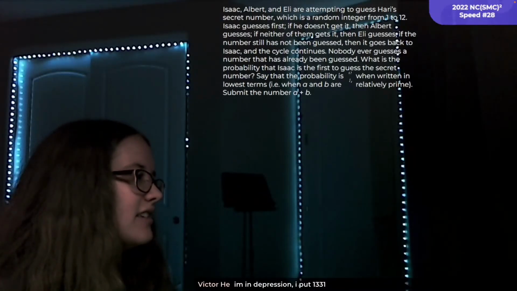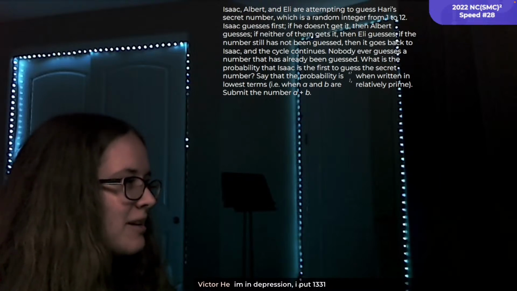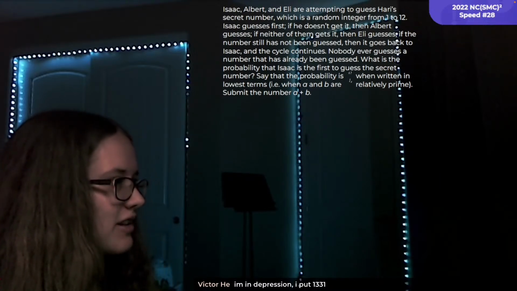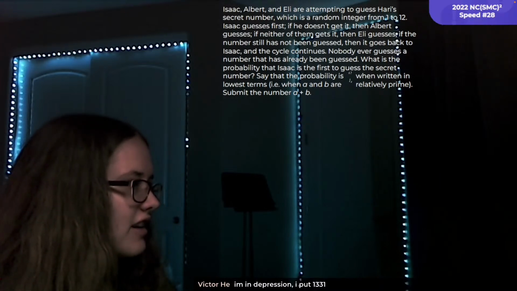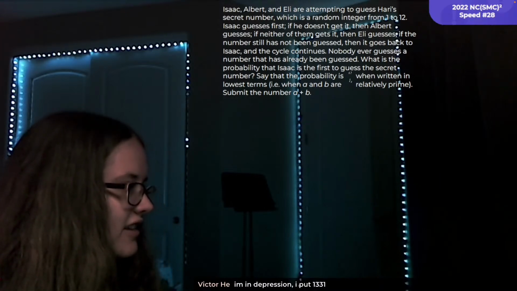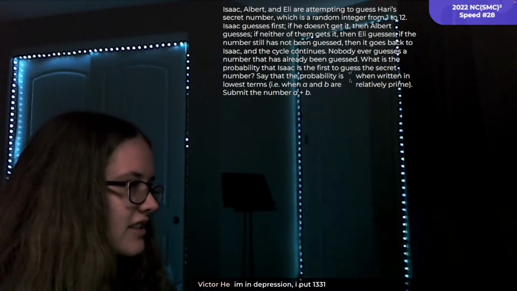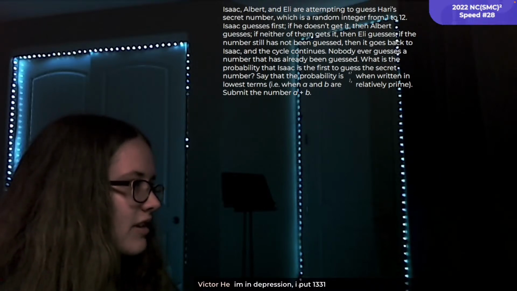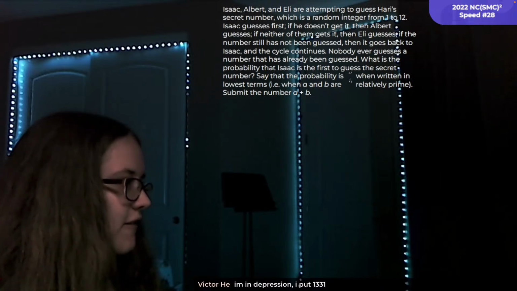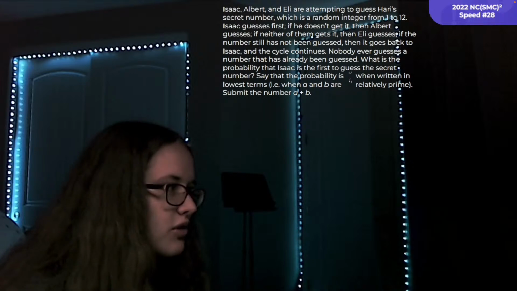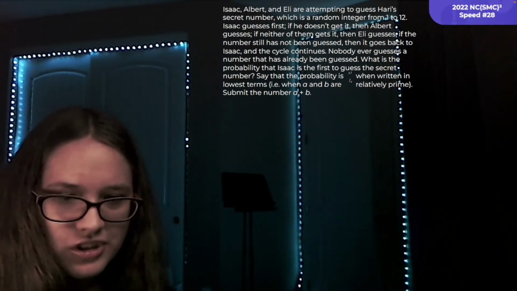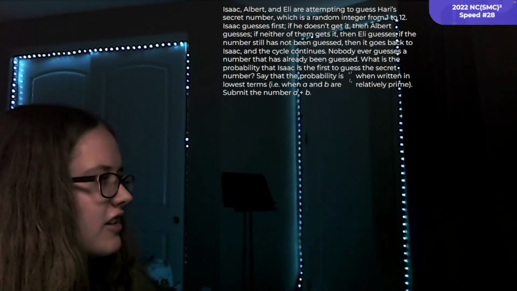Okay. Isaac, Albert, and Eli are attempting to guess Harley's secret number, which is 1 through 12. So they each get a guess and it cycles back. Nobody ever guesses a number again. What's the probability that Isaac is the first person to guess the secret number? And then, of course, we do the small amount of finagling.